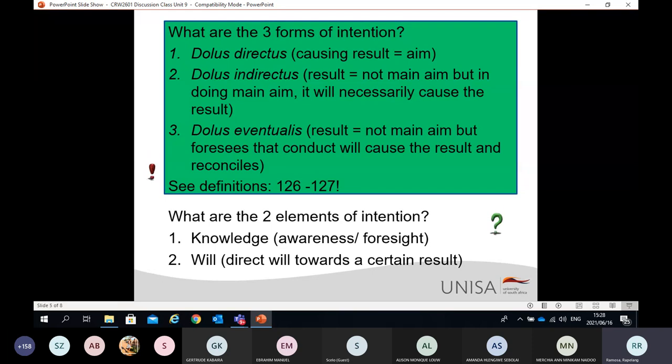Now, dolus eventualis is the most common form of intention that we focus on. It is the one that is regularly applied in our courts. In other words, it is the catch-all form of intention. If the accused escapes by virtue of not having dolus eventualis, it means that the accused does not have intention. So by degree of probability, dolus directus is at the highest, dolus indirectus being at the middle, and dolus eventualis being the last catch-all point, whereby if the accused escapes dolus eventualis, it cannot be said that he had intention.